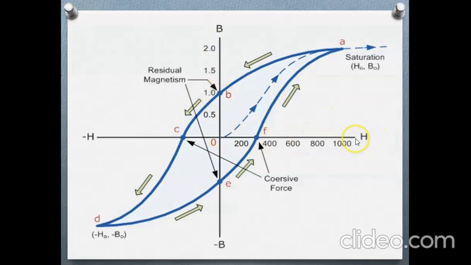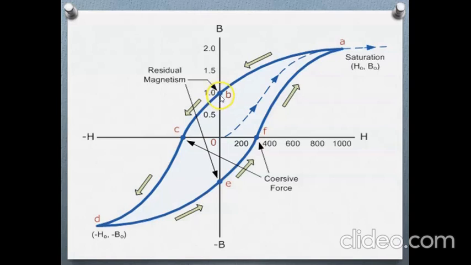H is the magnetizing force. Even after the magnetizing force is 0, that means the current is 0, we are still getting a magnetic flux density of 1 Tesla. That is known as residual magnetism. When the magnetizing force is removed, we still get this residual magnetism value of 1 Tesla. So this is known as residual magnetism, or the remaining magnetism present in the magnetic material.